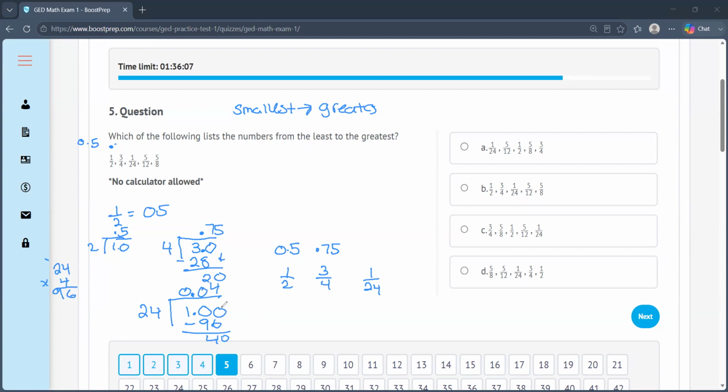How many times does 24 go into 40? Once. You can stop there, right? You don't have to keep on going. It's just simple. So it's going to be 0.041. So that's 1/24, and then 5/12.